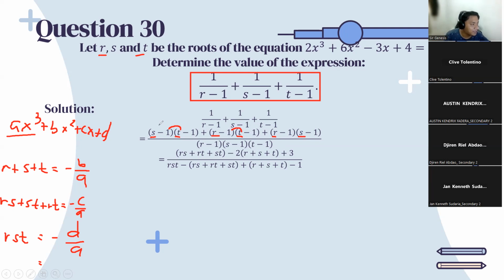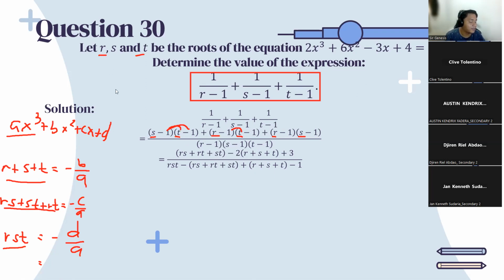And then for the constant value, negative 1 times negative 1 will be 1. Since there are 3 products here, 1 times 3 is 3. For the one below, you can simplify that as RST minus the quantity RS plus RT plus ST plus R plus S plus T minus 1. After you simplify, your goal is to create these expressions, R plus S plus T and this one, so that you can substitute the values.